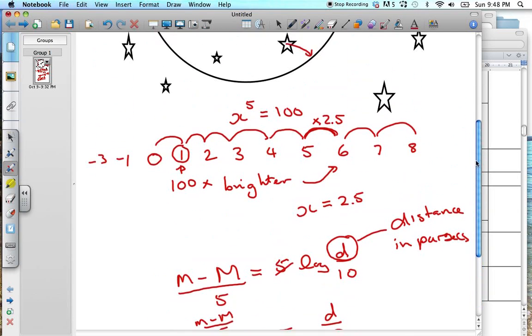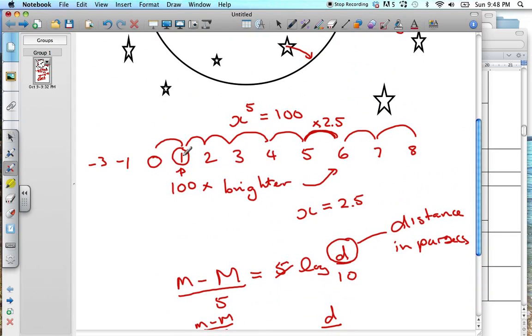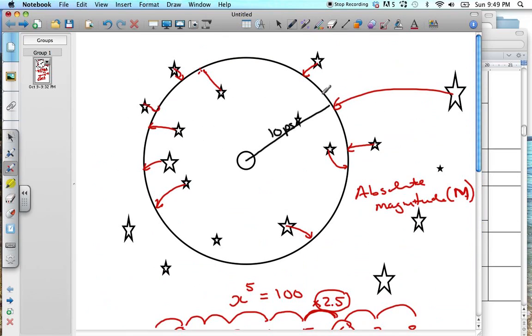So it's important that you understand this whole idea that a star of apparent magnitude 1 is 100 times brighter than a star of apparent magnitude 6, and that there's this 2.5 factor as you go from one order of magnitude to the next. From 5 to 6 you're getting dimmer by 2.5. Going from 6 to 5 you're getting brighter by a factor of 2.5. And then the idea that the absolute magnitude is the apparent magnitude of a star when it is placed 10 parsecs away from the Earth.